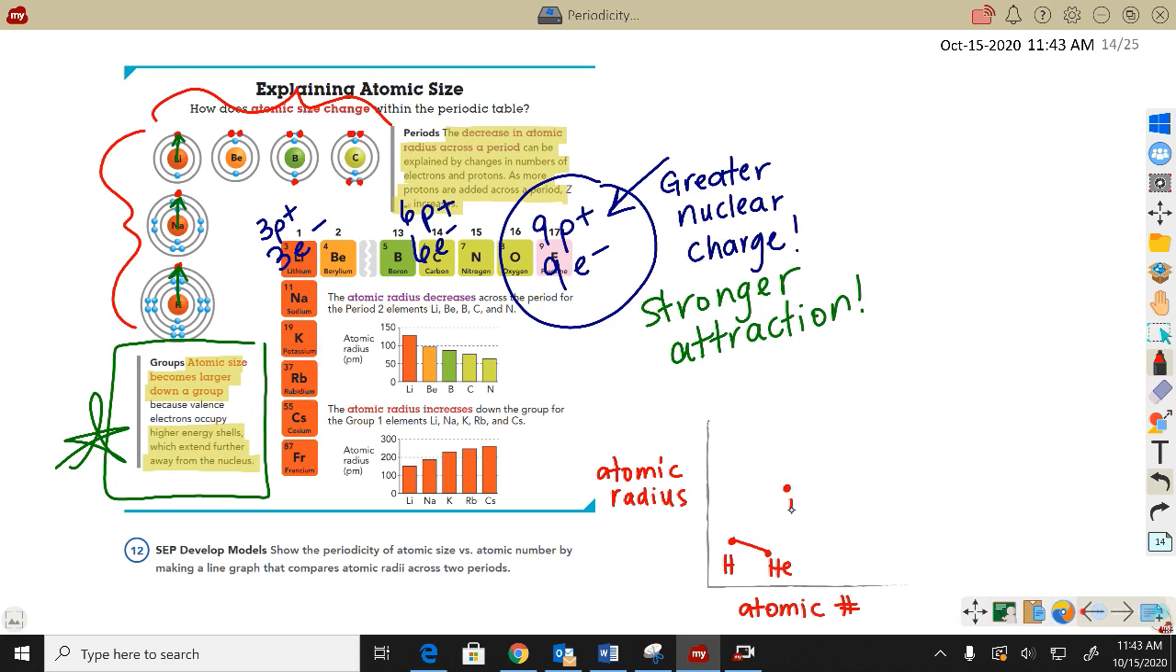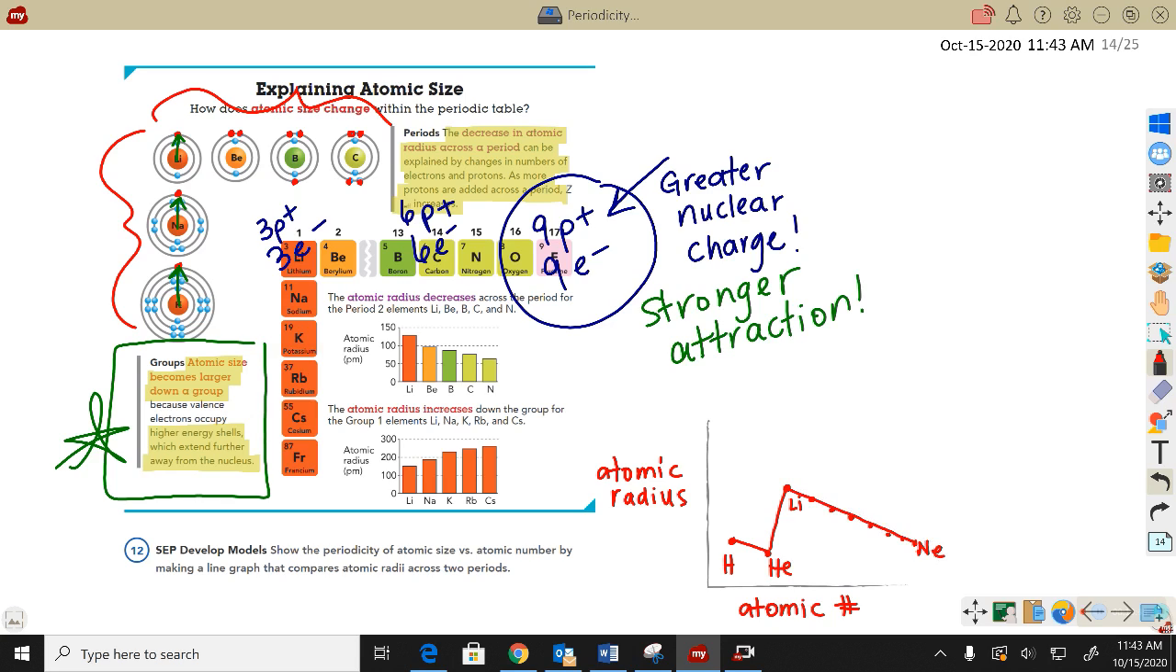So maybe I make this lithium. When I add another energy level, the radius should increase. But now as I go across from lithium to maybe beryllium, and then across to boron and carbon and so on, nitrogen, oxygen, fluorine. I've got to put them closer together. And maybe neon. Now they should go down in radius. And so I'm going to say this is neon.